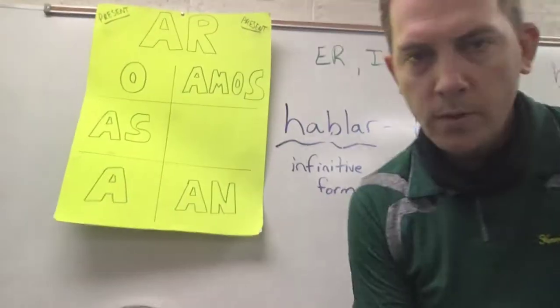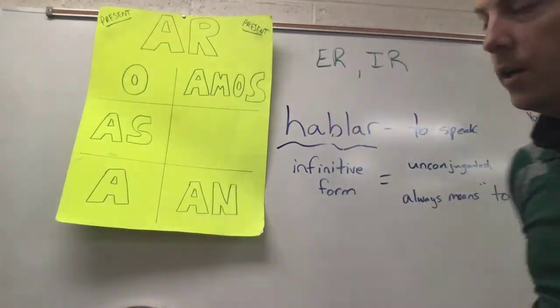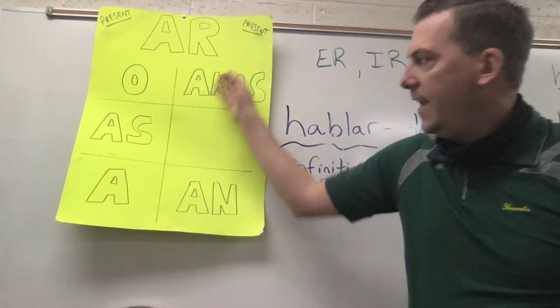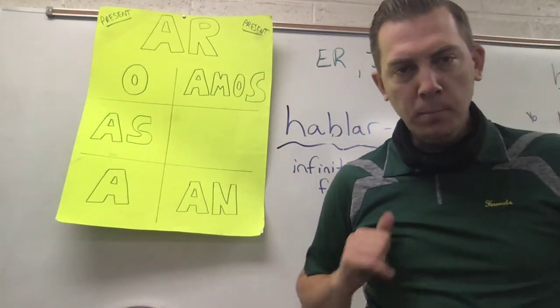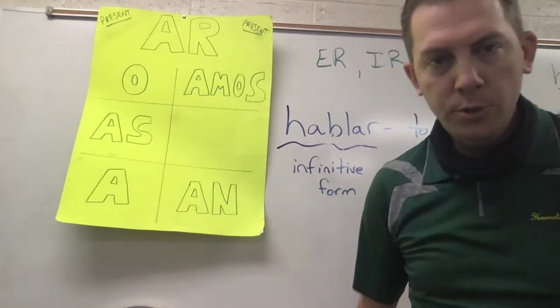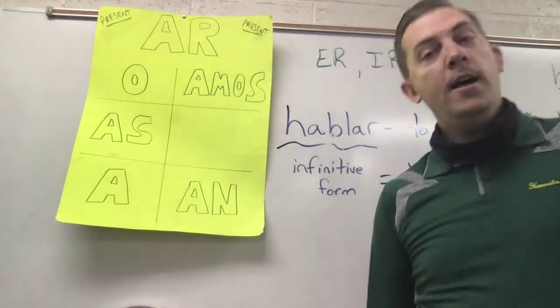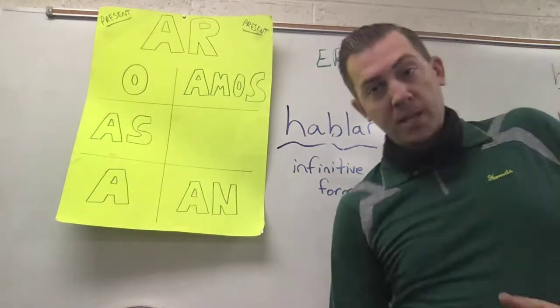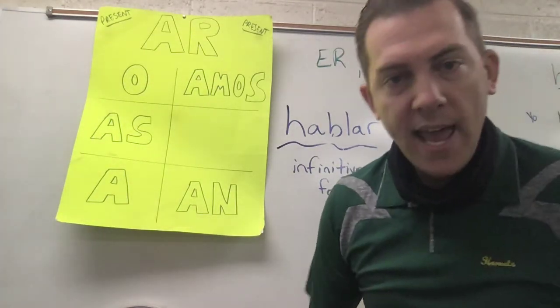Now we're going to refer to this poster right here. To finish our conjugation of the verb, we're going to use these endings. O, as, a, amos, an. We could hit it with the beat. O, as, a, amos, an. O, as, a, amos, an. And it makes me start moving around. These are the endings for AR verbs.